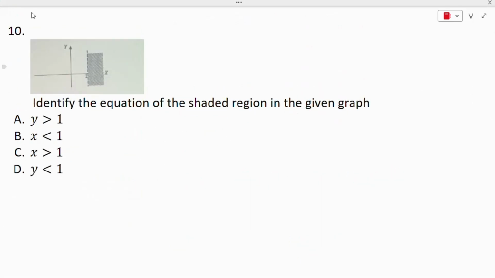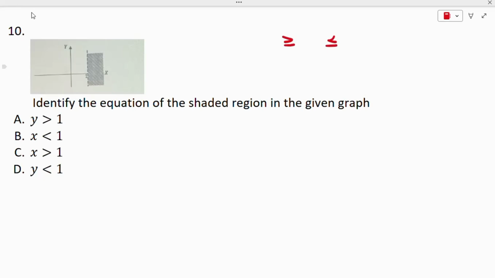Question number 10 says, identify the equation of the shaded region in the given graph. Now we want to look at the given graph carefully. If you look at it, you find out that this has broken lines, which implies that this is a strict inequality. This simply implies that it's not going to have greater than or equal to or less than or equal to, because of the broken lines.